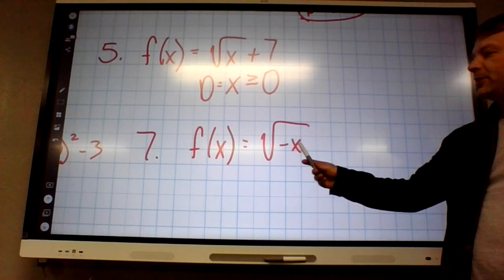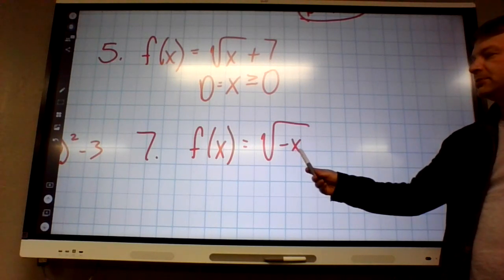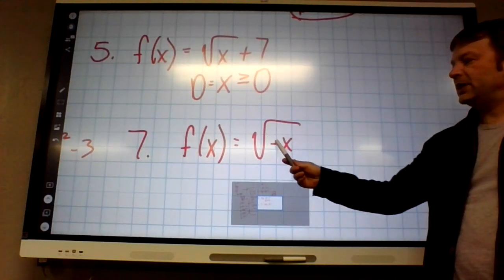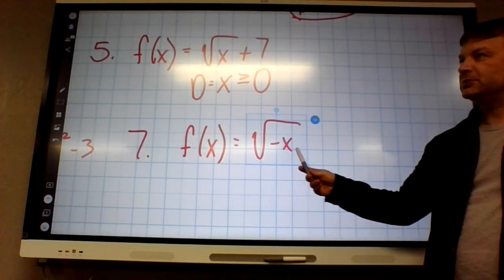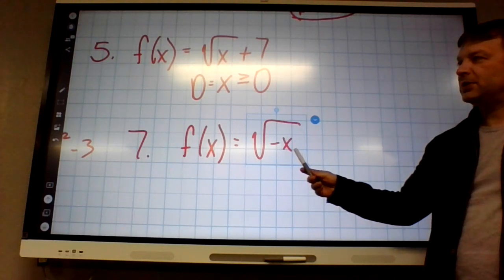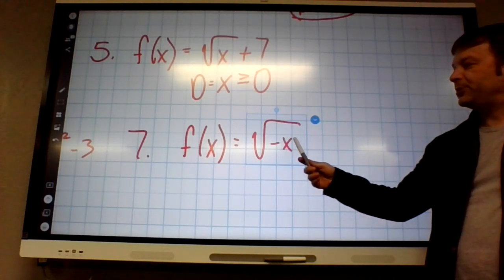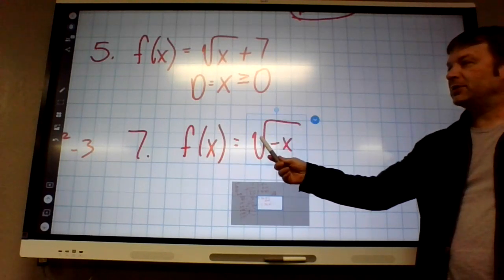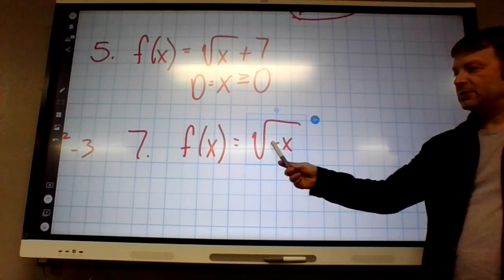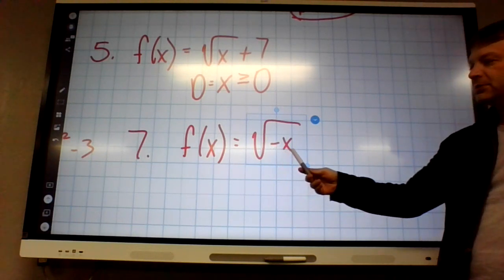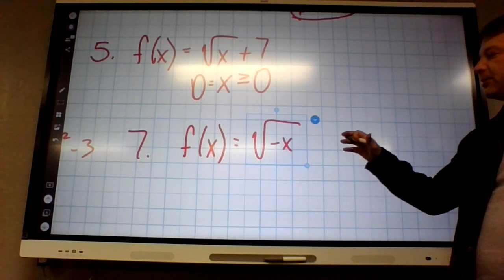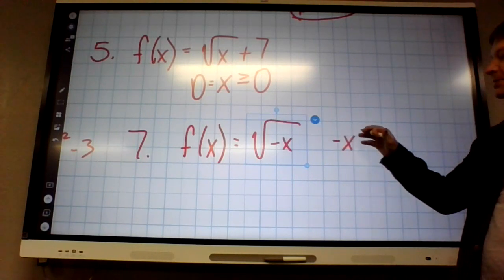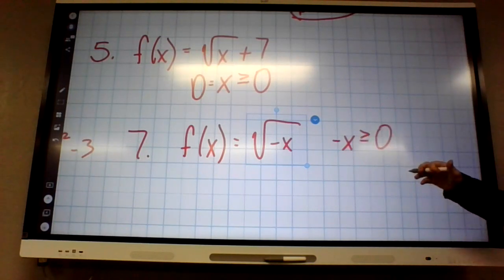Yeah, because if I plug in a positive 1 for x, would that work? Square root of negative 1, does that work? No. If I put a 1 in for x, this would be a negative 1. Square root of negative 1, does that work? No. What would work? Negative 1. Okay, what trick have I been doing? Negative x has to be greater than or equal to 0.